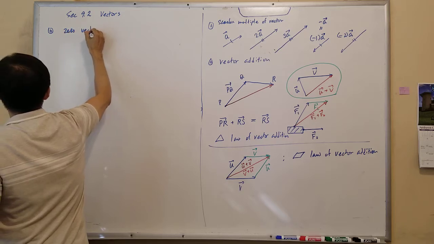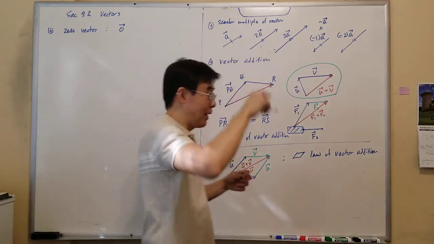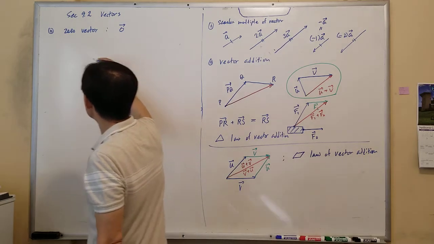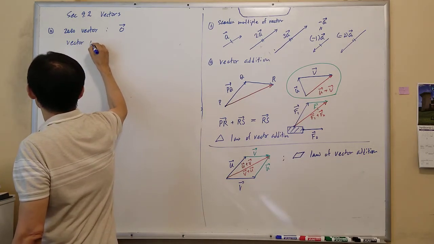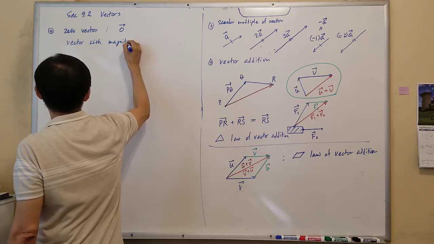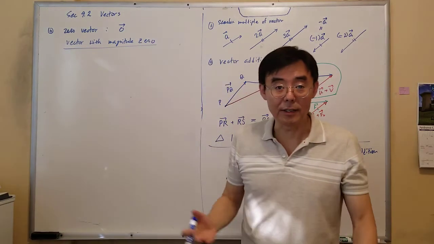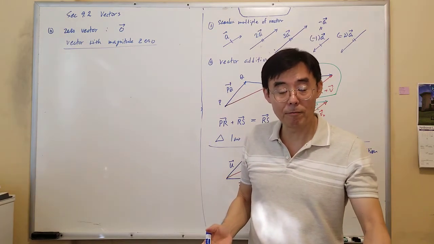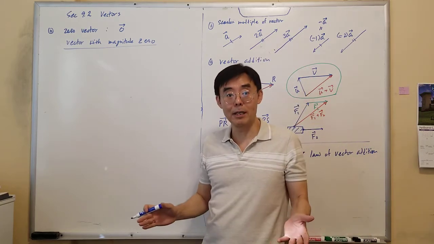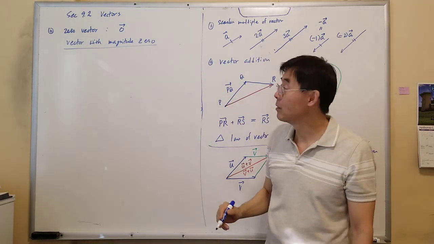Zero vector. We use the number 0 with an arrow. It is a vector with magnitude 0. Magnitude 0 is 0, nothing. When you have a zero force vector, it means that you don't apply any force, so it doesn't make sense to talk about direction.